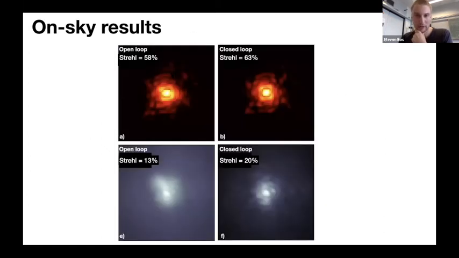So as to quantify these results again, this was from the last video. So this was the near infrared PSF when Fast and Furious was in open loop. So you can see that the Strehl is around 58%. When we close the loop, the PSF becomes more symmetric and the Strehl rises by 5%. And in the optical, we see something similar. First, you have a Strehl of 13%, and then when we close the loop, Fast and Furious raises it to 20%.